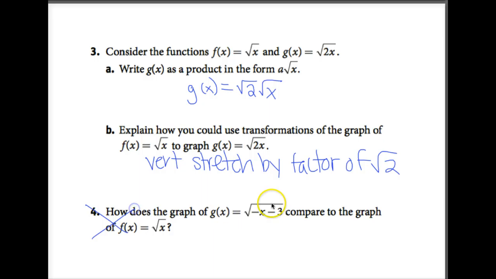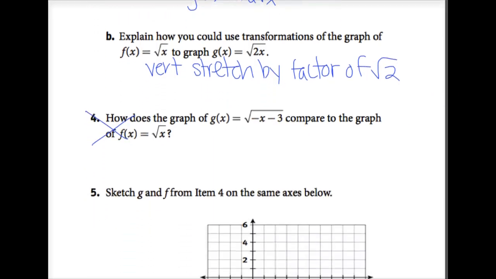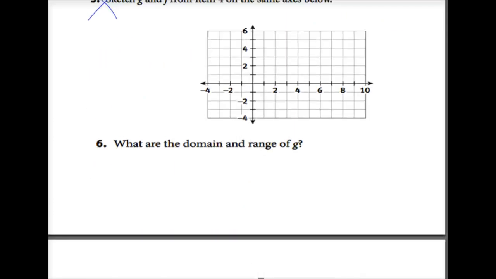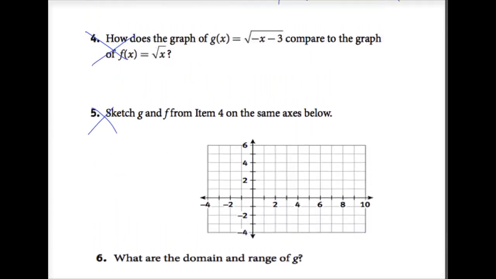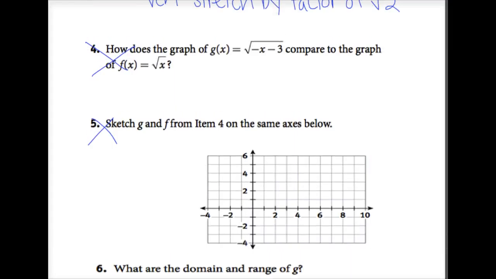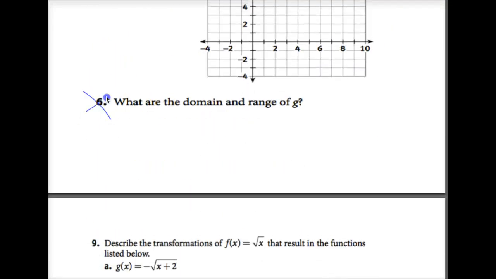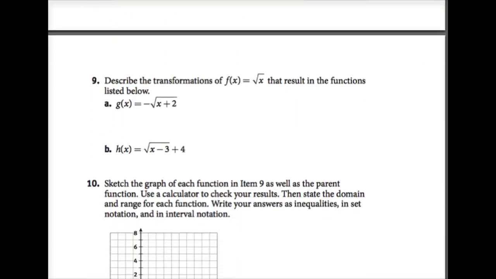We're not going to do number 4 because we're not going to put negatives on the inside. So you can scratch that out, which means we can also scratch out number 5 because if we're not describing the graph, we're definitely not going to graph it. So you can cross those ones out. Domain and range of G, it depends on which domain and range we are talking about, but I assume they're talking about the 1 and 5, so we're going to skip that guy too.